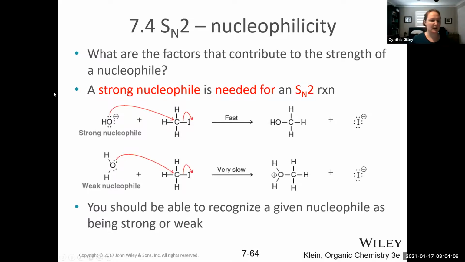For example, if you compare hydroxide versus hydrosulfide, HS minus, the sulfur atom with a negative charge and a lone pair will be much more nucleophilic than oxygen due to its greater polarizability from the larger size. So polarizable atoms and ones that have a significant negative charge, like a full negative charge, tend to be great nucleophiles.